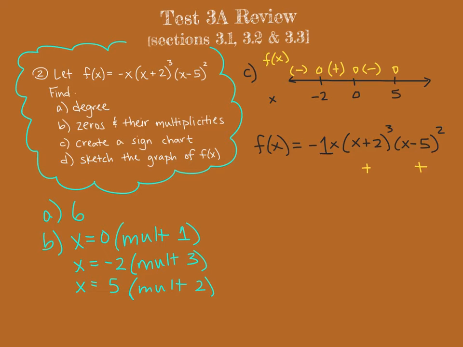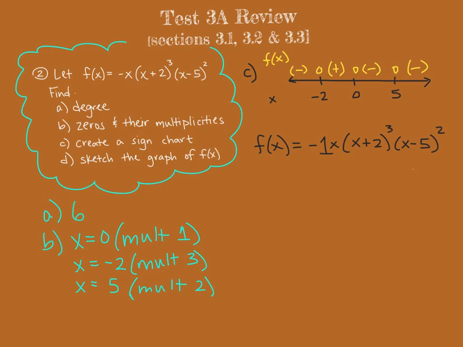And lastly, I'm going to plug in positive 10 because that's a number that is greater than 5. It's in this last interval over here. So if we plug in 10, this first one will give us a negative, this will give us a positive, and this one will give us a positive. So we'll have a negative here.